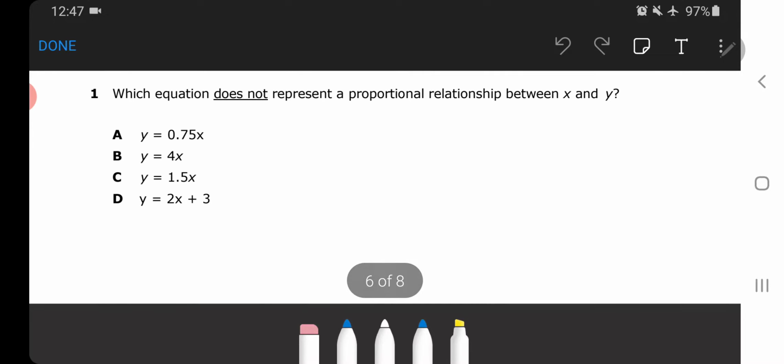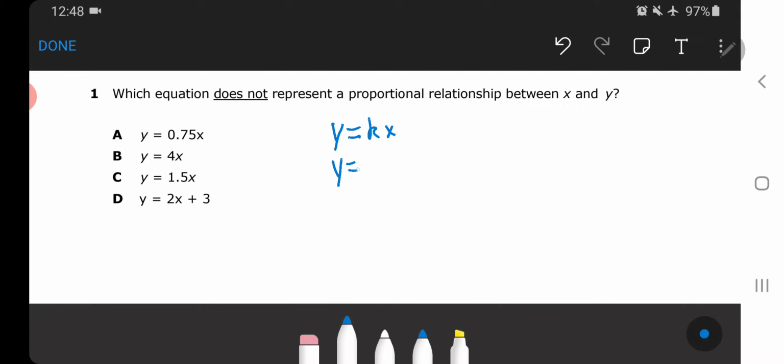Okay. This asks, which equation does not represent a proportional relationship between x and y? It's pretty easy to establish which one is not proportional, because once again, it will have the form y equals kx, or even y equals mx plus b. But once again, the b would have to equal 0 if it were proportional, which then pretty much gives us the y equals mx form.